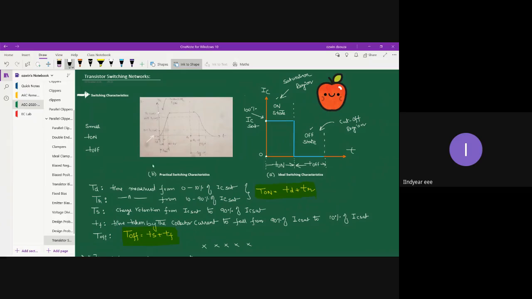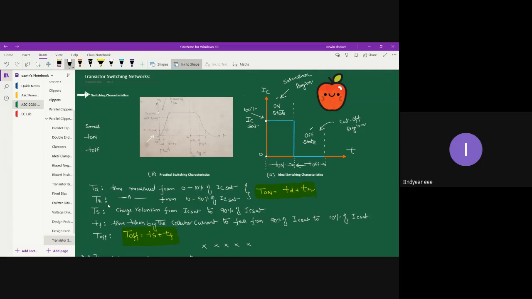Delay time is defined as the time taken by the collector current to rise from 0 to 10% of the IC saturation value. So TD is nothing but the time taken by the collector current to rise from 0 to 10%, and 10% is 0.1 IC saturation. So that's your delay time.